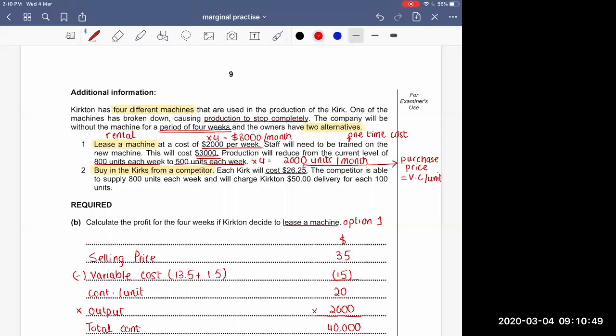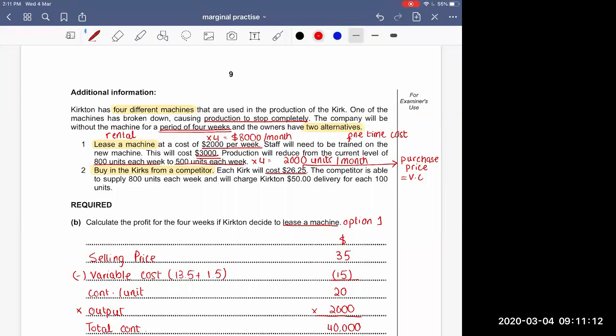But sir, what about the variable selling expenses? So guys, we are not producing ourselves, but we will still be selling ourselves. Sales we will do ourselves. So production-related variable cost will not apply, but selling-related variable cost we need to pay. We still need to pay the variable selling-related cost, but not the variable production-related cost.